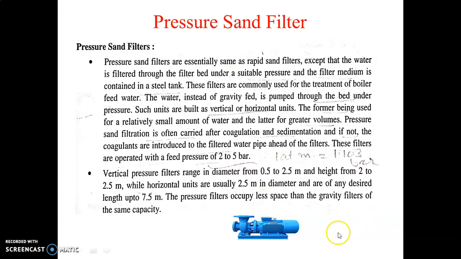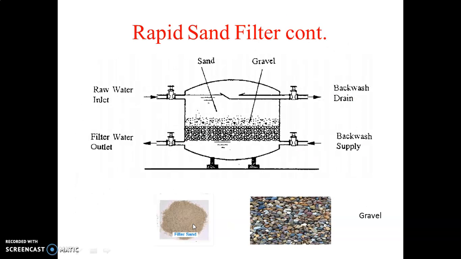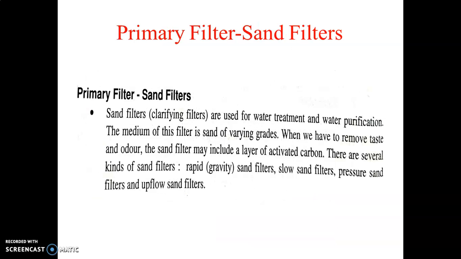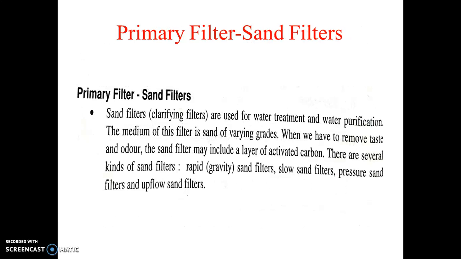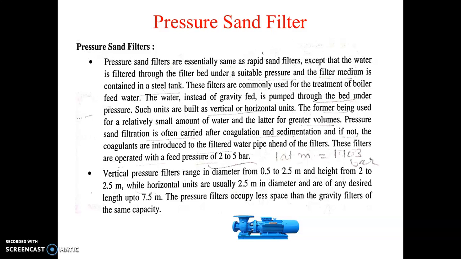But note that a pressure filter occupies less space than a gravity filter for the same capacity, because a rapid filter has this size, while a pressure filter is only up to this size. Why? Because we are filtering the water by means of pressure. So here I want to conclude this lecture. In this lecture we discussed the types of filtration equipment, and the types of primary filters, that is sand filters, rapid sand filters and pressure sand filters. The remaining part we will discuss in the next lecture. Thank you.